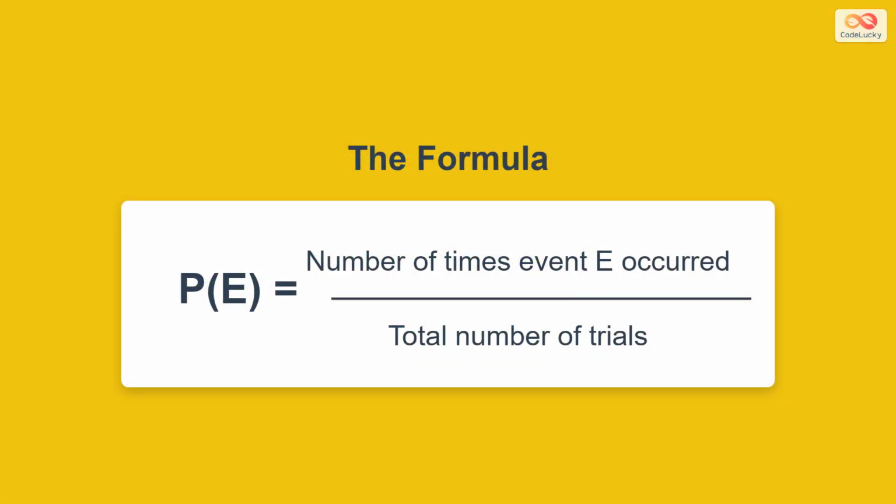The formula for empirical probability is quite straightforward. The probability of an event E, written as P of E, is equal to the number of times that event E occurred, divided by the total number of trials conducted in the experiment.